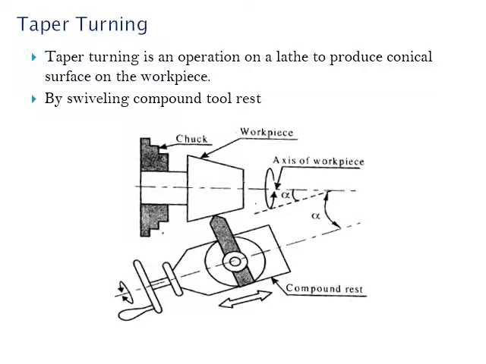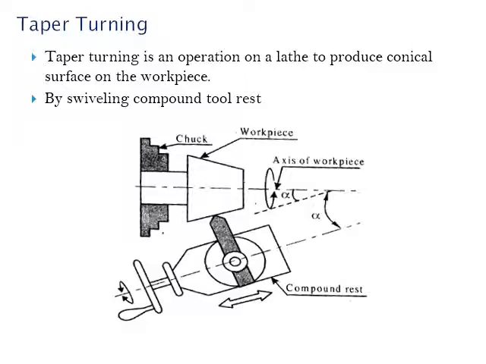You can see this is swiveling the compound rest. It is not a straight line. This is 6 degrees or 7 degrees; according to that, the mark is there. And according to that calculation, you have to set the compound rest. Then you can start to get the tapered area. From this point to this point is the tapered area, this one is a job.